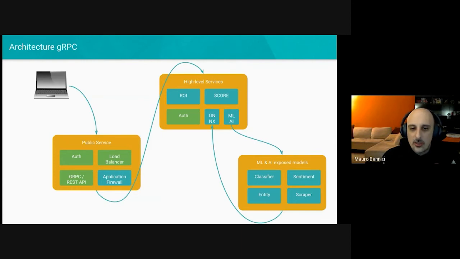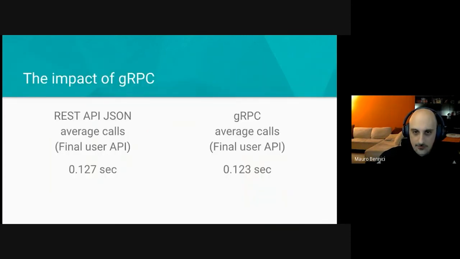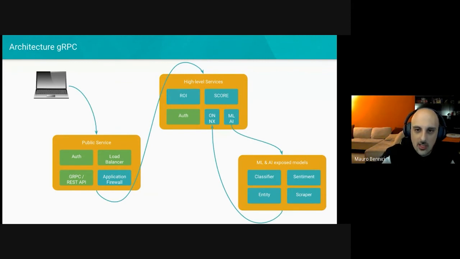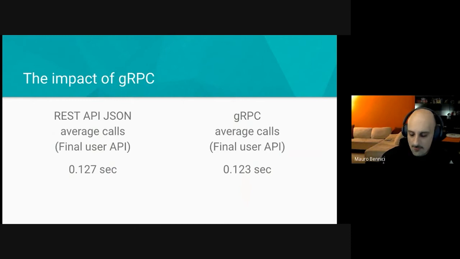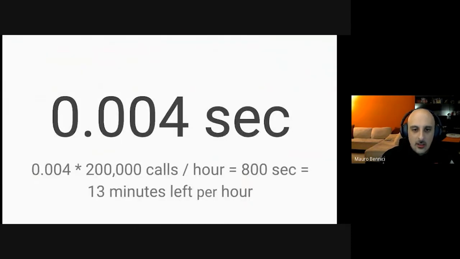In the green, you can see what changed to work better using gRPC, automatically, with what is inside its possibilities. Just doing this little trick: from the final user API, the average call that starts from the laptop arrives at the core high-level services and comes back, using lots of machine learning. We save 4 milliseconds. 4 milliseconds seems not so much, but for 200,000 calls per hour, it means we save 13 minutes per hour. So by rewriting something in gRPC, we gained 20% on the channel of movement of the data inside the platform.